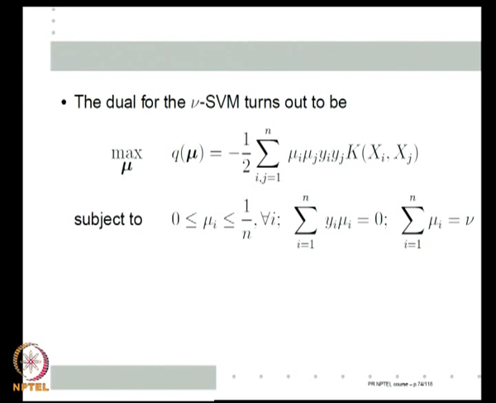All that happened was the quadratic term in the dual still stays mu i mu j y i y j k x i x j with a minus sign. The linear term summation mu i goes away, which does not matter. Now, I still have the old equality constraint, summation i equal to 1 to n of mu i y i equal to 0. Then I still have bound constraints, but there is no C now; what was there before is replaced by 1 by n. So, I get mu i between 0 and 1 by n, and I get this extra constraint, summation i equal to 1 to n of mu i equal to nu.